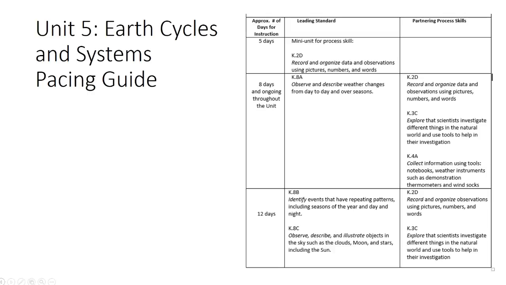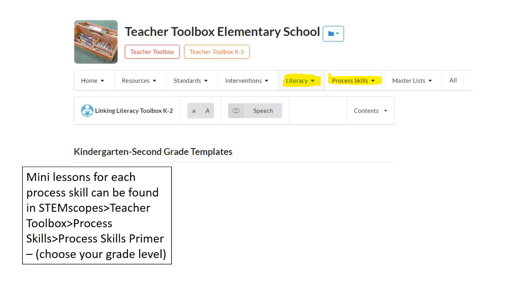You'll notice on the right side that we have process skills that are integrated into the leading standards, and most of the lessons with AIMS and STEM Scopes have those integrated in, but you'll notice that K.2D is partnered here as well as here, and so we want to make sure that we take some time at the beginning of the unit to help students be successful and be able to practice ways to record and organize their observations and data. So let's take a look at some resources for that.